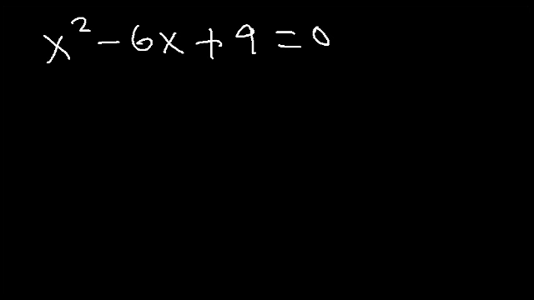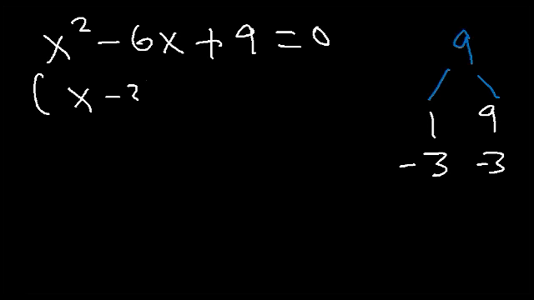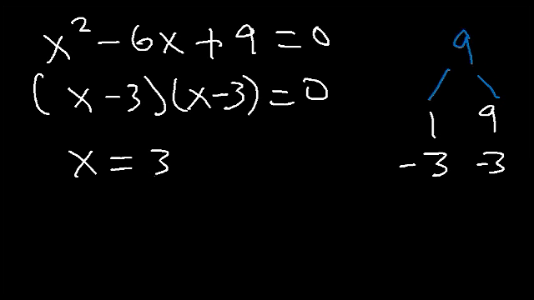So before we use the completing the square method, let's see if we can factor the expression. What two numbers multiply to 9 but add to the middle coefficient -6? So we have 1 and 9, and 3 and 3. Now 3 plus 3 adds up to 6, but we can use -3. -3 times -3 will add up to -6. So it's going to be x minus 3 times x minus 3. And so x is equal to 3. So for this one, we really don't need to complete the square.